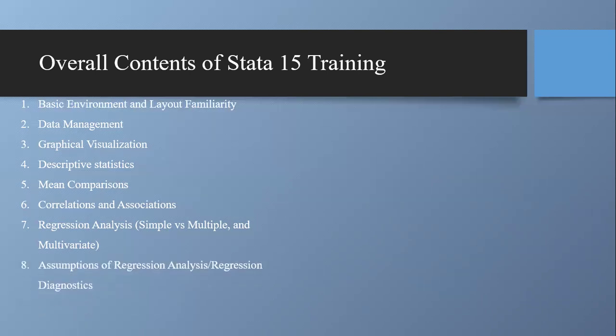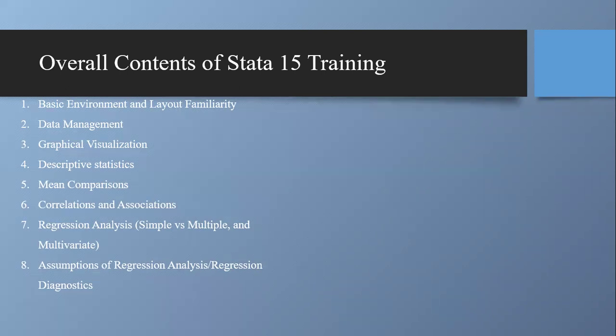Then I will also let you know the assumptions of regression analysis, or regression diagnostics. There are approximately 6 to 7 assumptions that we need to test in order to check the validity and reliability of our estimates, whether our estimates are reliable enough to interpret.